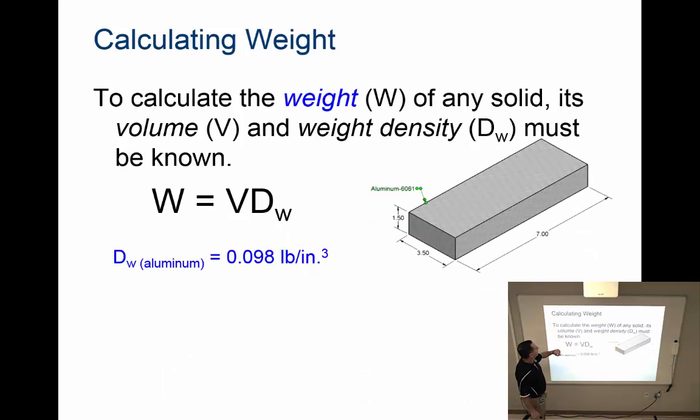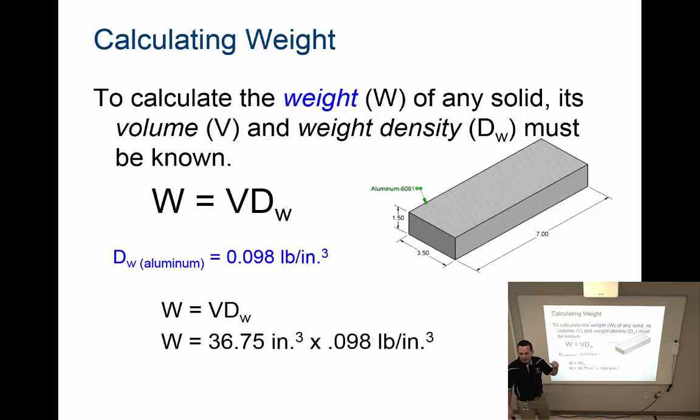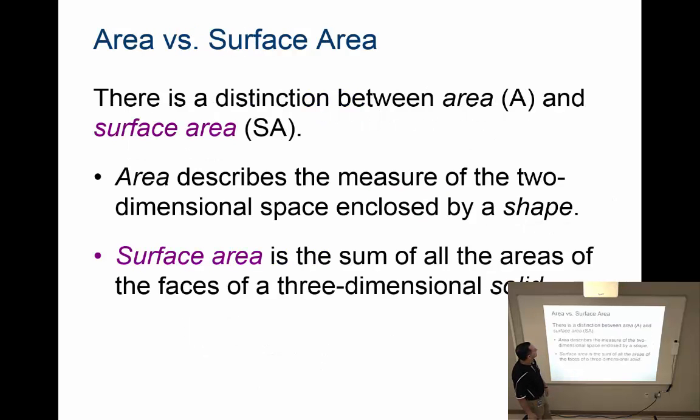To calculate the weight of a solid, its volume and weight density must be known. Again, using the aluminum, 0.098 pounds per inch cubed. I know the measurements, so I can calculate the volume based on the formula that we talked about earlier in this PowerPoint, and I get a weight of 3.60 pounds.